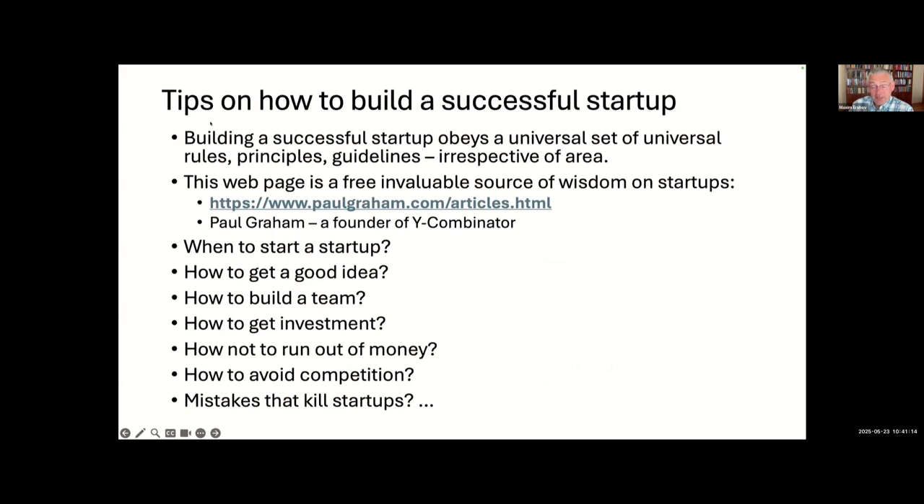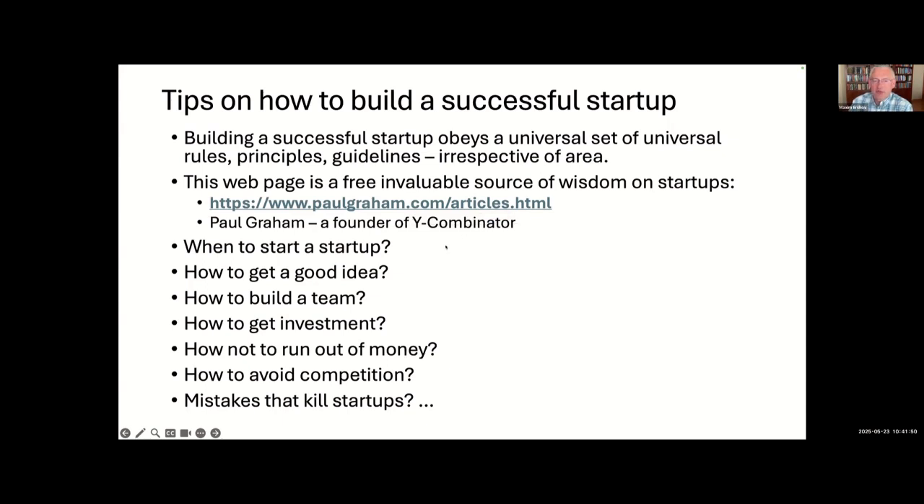So EDA startups are first of all startups, and like all startups, the key to success is to follow certain principles, rules, laws, I would say, irrespective of the area of the startup. And this wisdom on how to properly do a startup is actually available freely on this website by Paul Graham, who was founder of Y Combinator. And if you want a single takeaway from my presentation, it is this web link to his articles.